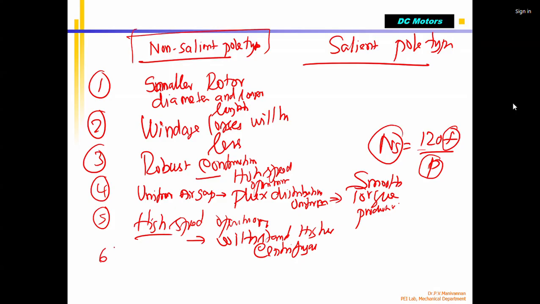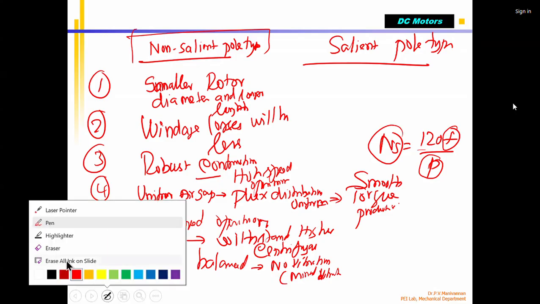And again, the last one is that it is well balanced. Mass balance: being a cylindrical shape, correct? It is well balanced and has no vibrations, minimal vibrations. Okay, this is the advantage of non-salient pole type. Okay, so what about this one?